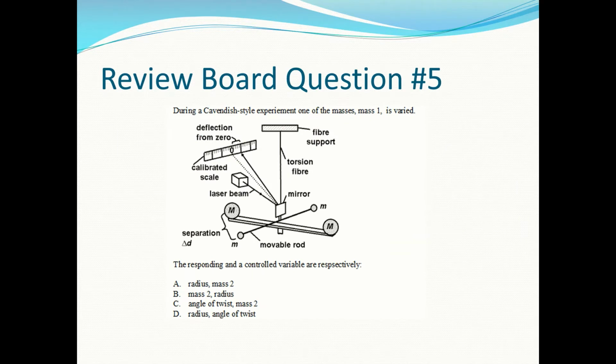Okay, and then this one, during a Cavendish-style experiment, we have our 2 masses, we have our torsion fiber, and we're measuring the angle. So the responding variable and a controlled variable would be, so mass 1 is our manipulated variable. So we're looking for our angle of twist as our responding variable, and then a controlled variable would have to be our radius or mass 2, which makes C the correct answer.